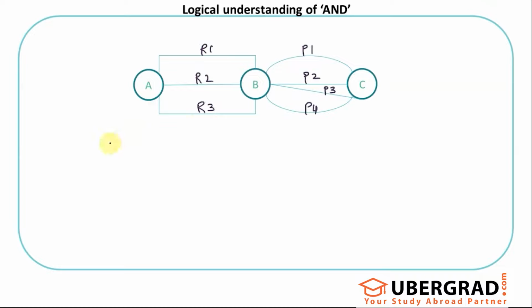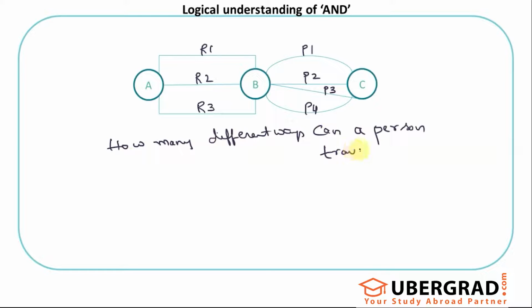Right, so if I ask you in how many different ways can a person travel from town A to C? So he has to start here and reach C. So I'm asking how many different ways. I'll take a very hard manual route now to explain this to you.